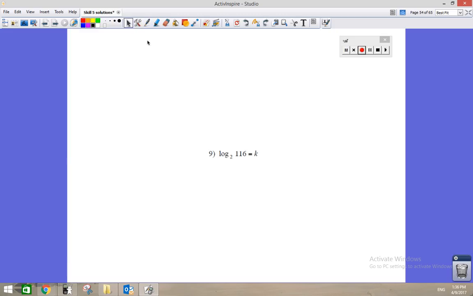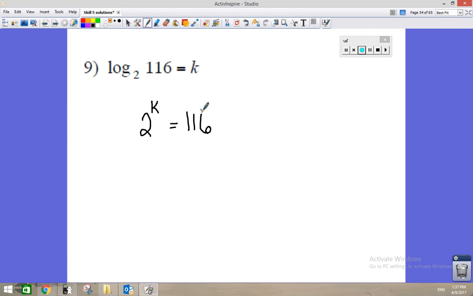Alright. So this base is 2, and 2 raised to the k power is equal to 116. Now we don't know k is a real number. Let's see, 2 to the 6th power is 64. 2 to the 7th power is 128. So this k is not going to be an integer value if you solve for it. But it's not asking us to solve for it. It just is asking us to rewrite from one form to another form.